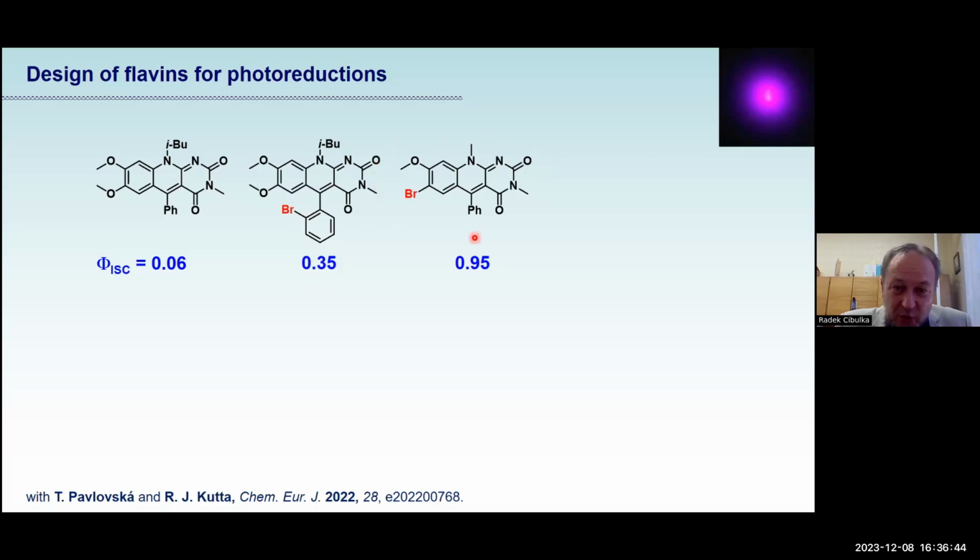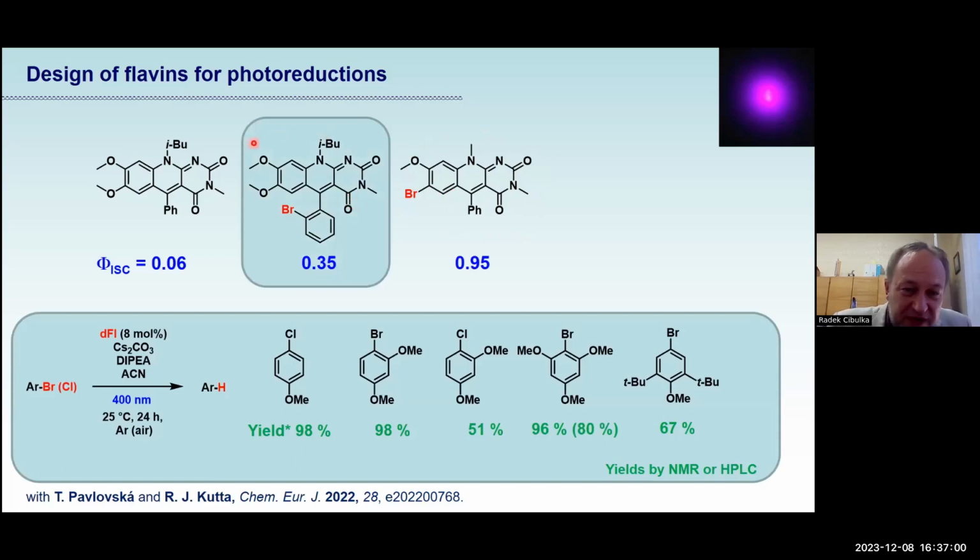The problem of this one was that the bromine was directly on this phenyl ring, and it means that after excitation we lose the bromine atom from the system, and it was not so active anymore. So that was the reason why we have chosen this catalyst as the best one, and you can see that we really were able to reduce very difficult substrates. For example, chloroanisole, also the compound with 2 methoxy groups, also compound with 3 methoxy groups, or these derivatives with relatively good yields. And it works also preparatively. You can do it in relatively high amounts.